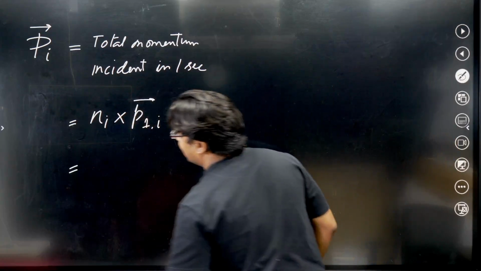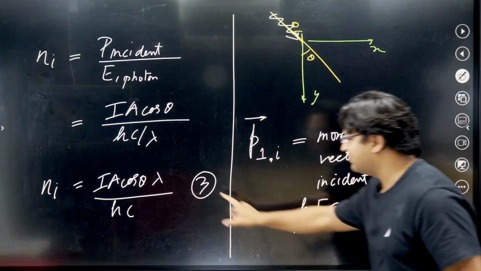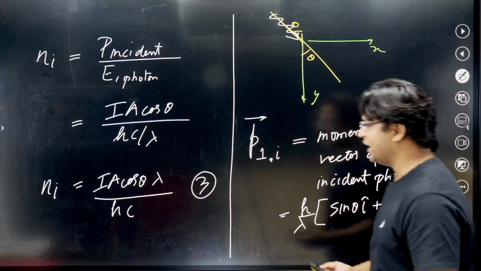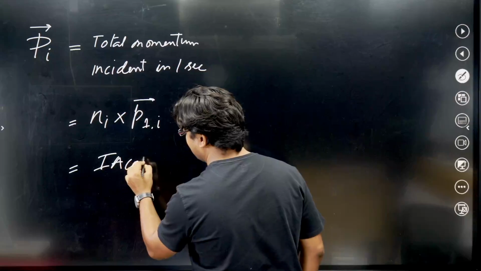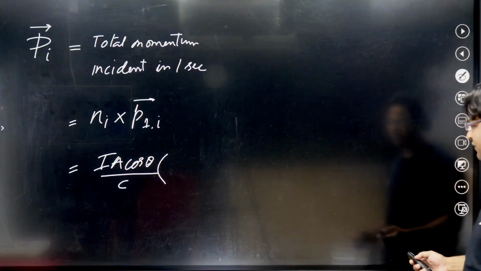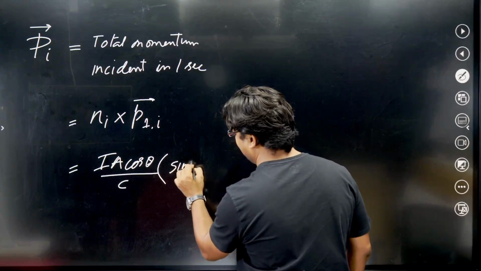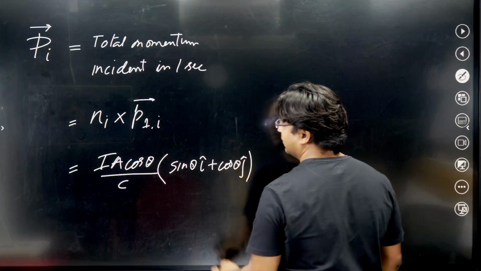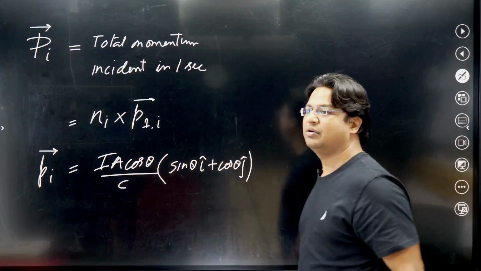Okay, so let's do this. If I multiply these two, let's do this orally. h by lambda gets cancelled with lambda by h, and then the vector remains. So I a cos theta by c, and then we will have this vector: sin theta i cap plus cos theta j cap. Okay, so this is the incident momentum in 1 second.